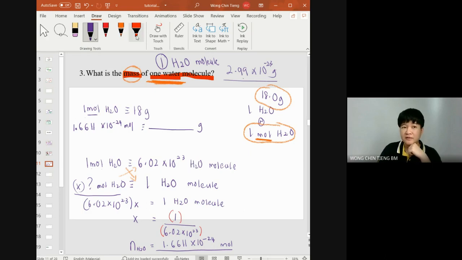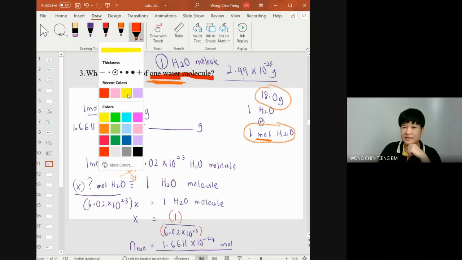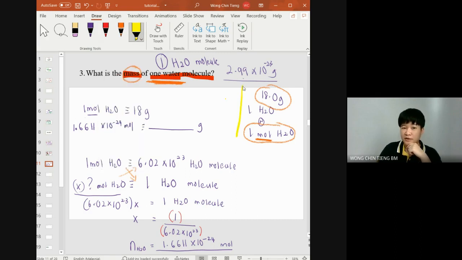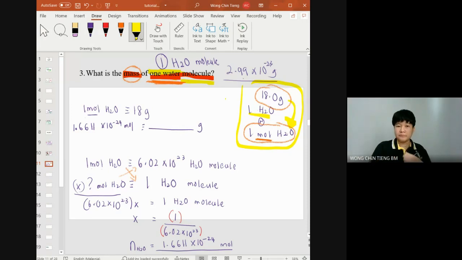See the difference? I think the biggest problem adalah kamu tak baca soalan saya dengan betul. Soalan bukan nak 1 mole. Soalan nak 1 biji. 18 gram yang kamu kira tu adalah untuk 1 mole. Soalan hanya nak 1 water molecule. 1 only. Okay?